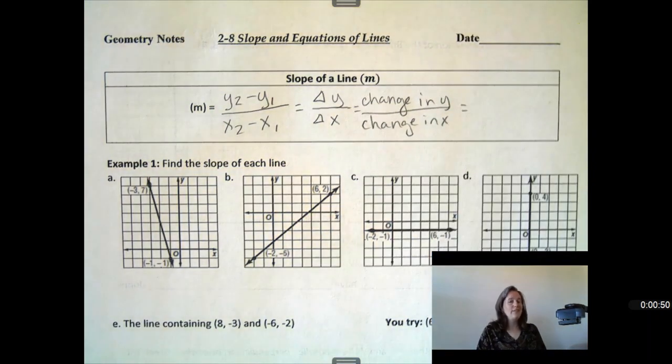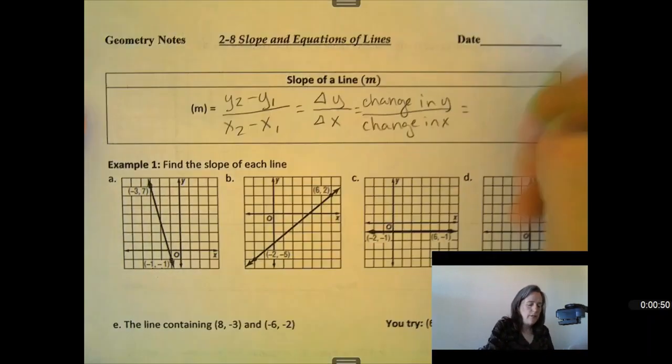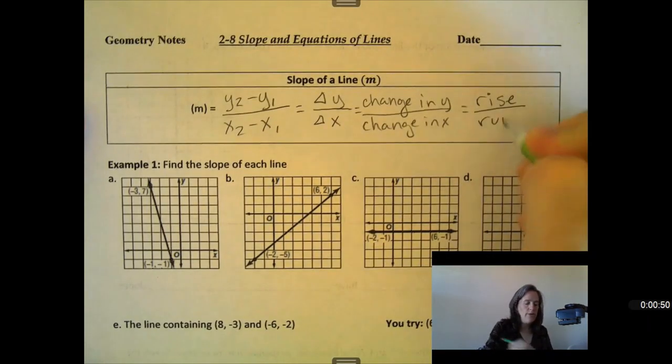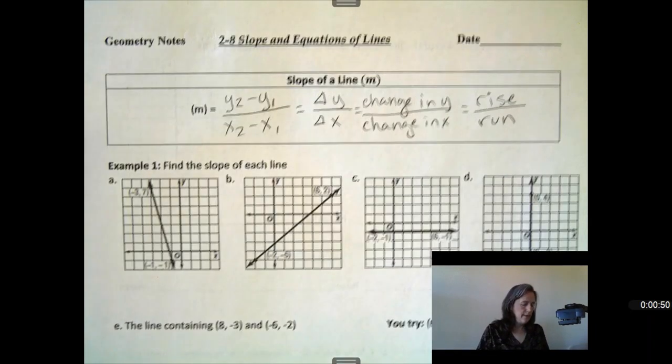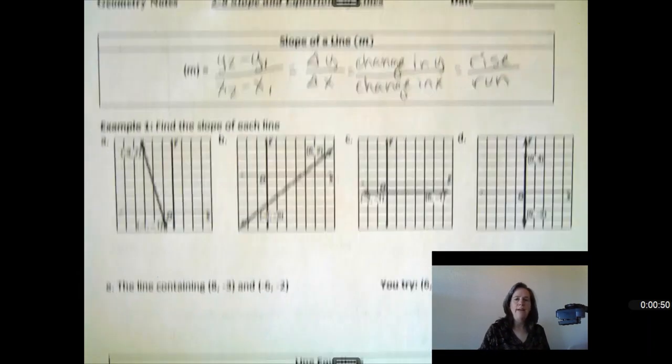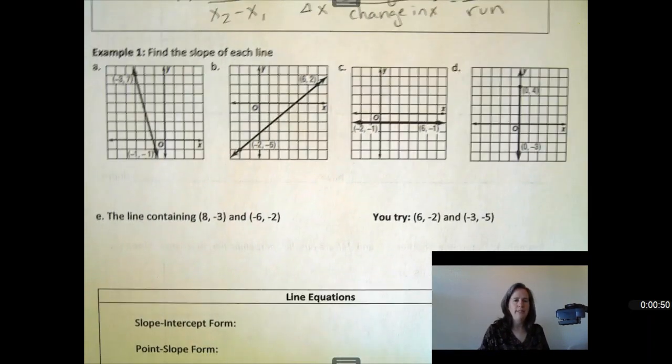And the last one that I'll have you put on there, this might be the easiest when you're looking at a graph. You want to figure out what is the rise over the run. So how far does it go up or down? And how far does it go side to side? Okay, so let's look at a couple of graphs and apply what we know here.